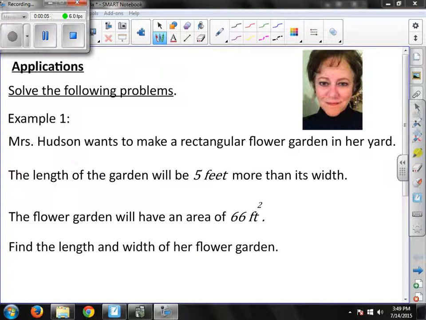Today we're going to talk about applications of the quadratic formula.